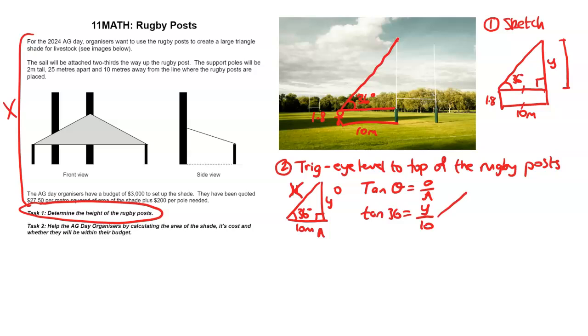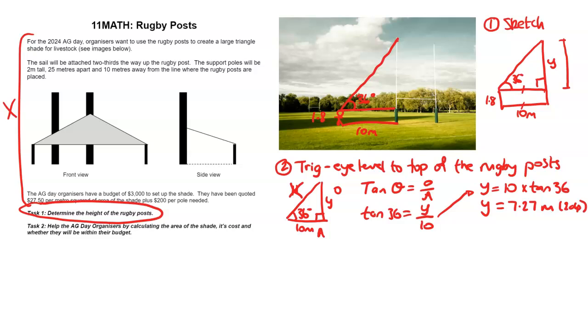So I'm going to scoot on this way. So that means Y will be equal to 10. So because the Y is on the top, I'm going to multiply my other two parts. So 10 times tan 36. And at this stage here, I'm going to grab out my calculator. So Y equals 7.27 meters. And that was a 2dp rounding.